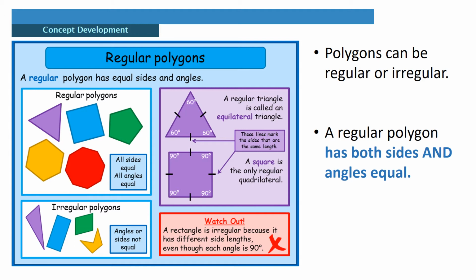Now a rectangle has angles that are all the same size of 90 degrees. However, its sides are not all equal in length. Therefore, it's an irregular quadrilateral. So irregular polygons include any polygon where the angles or the sides are not all equal.